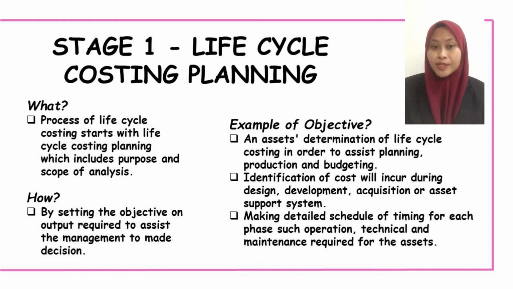There are some typical objectives that are used by the company. The first objective is to determine life cycle costing in order to assist planning, production, and budgeting. Next, identification of costs that will be incurred during design, development, acquisition, or asset support system. And lastly, making a detailed schedule of time for each phase, such as operation, technical, and maintenance required for the asset.